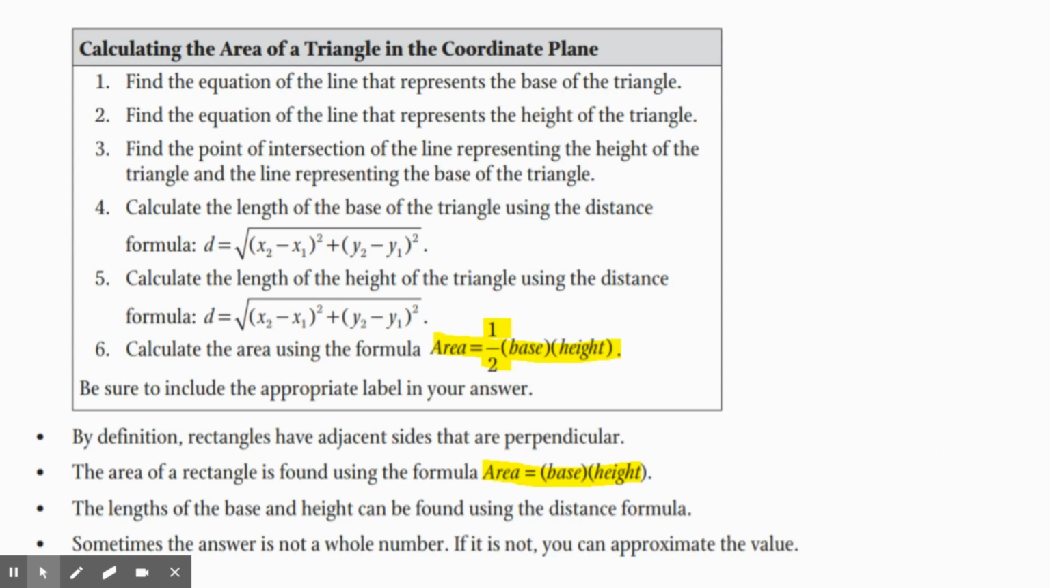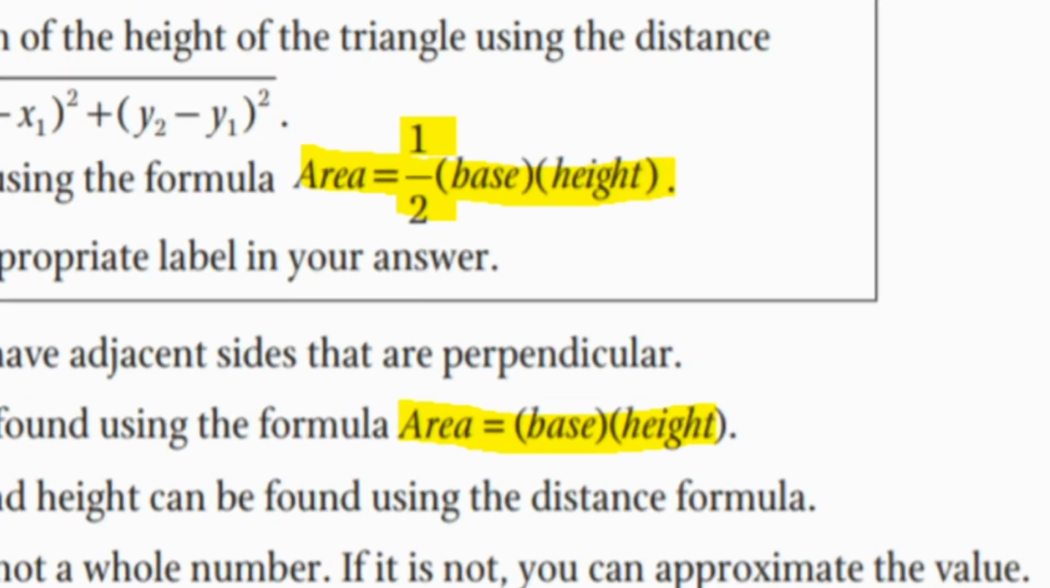The area, though, will be using one of the many area formulas. For example, a triangle is 1/2 base times height. You probably already knew that. And the area of a rectangle is just the base times the height.